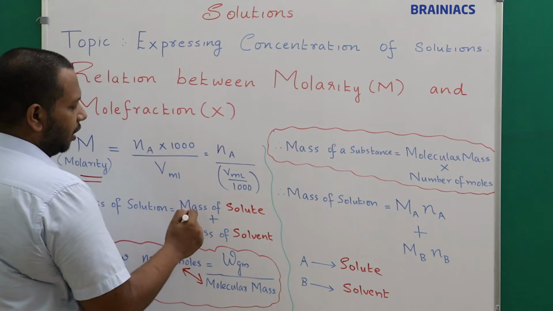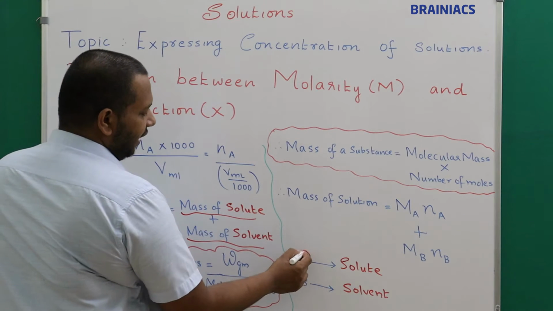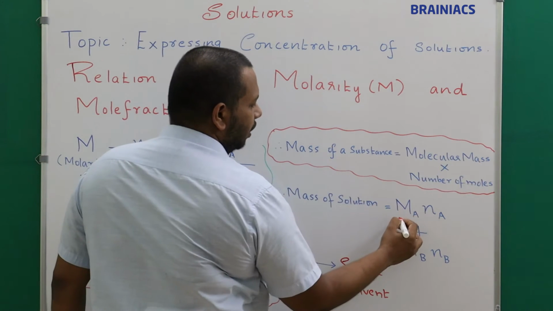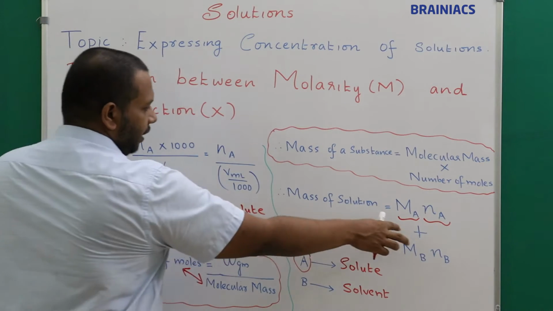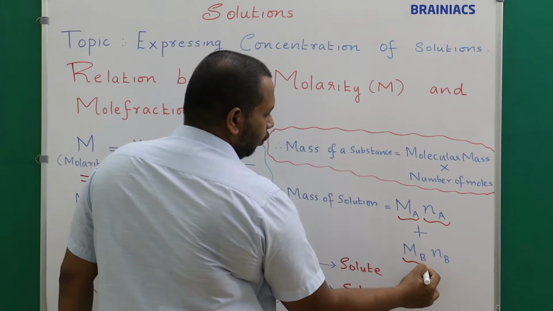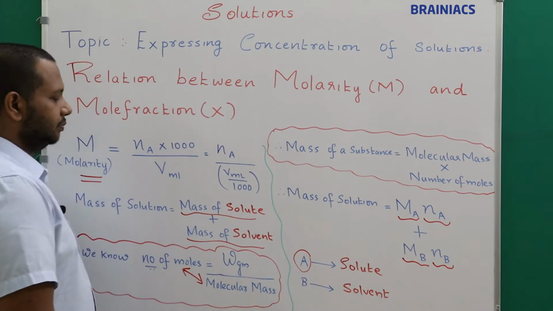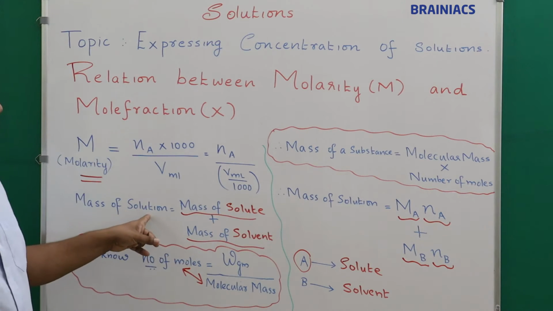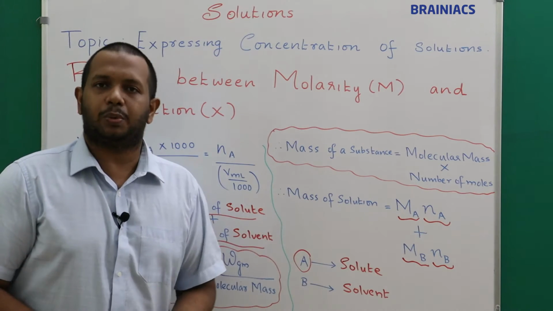I know that it will be the mass of the solute plus mass of the solvent. Solute means A, so I can write MA. MA will be what actually? Molecular mass of the solute multiplied by number of moles of the solute, plus MB. B is solvent, so molecular mass of the solvent multiplied by number of moles of the solvent. I hope you understood this much. So I can substitute here mass of the solution as MA into NA plus MB into NB.